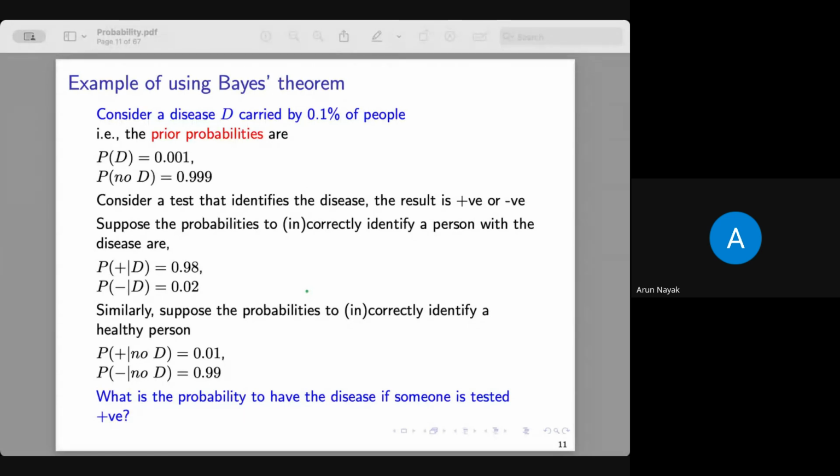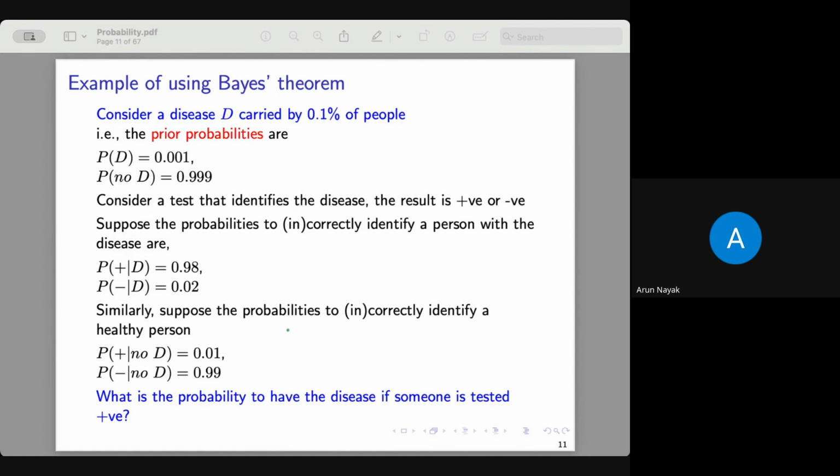Okay, now say for this example, suppose we have these probabilities: the probability of having the disease is very small, say only 0.1%, and the probability of not having this disease is very large, 0.999. So this disease is very rare.